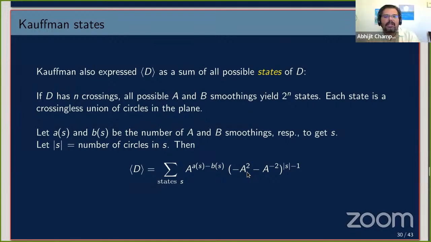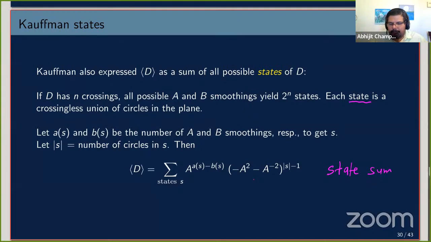Another way to visualize the Kauffman bracket is to see all possible states of the diagram, meaning that you smooth all crossings into either A or B. Since there are two choices for every crossing and there are n crossings, you get 2 to the power n states. Now, what's a state? A state is just a union of crossingless circles. Suppose A and B are the number of A and B smoothings respectively, and S is the number of loops in the state. Then that particular state contributes this amount to the Kauffman bracket. This is your A factor, and this is your delta factor. If you sum over all the states, you get what is called a state sum for the Kauffman bracket.